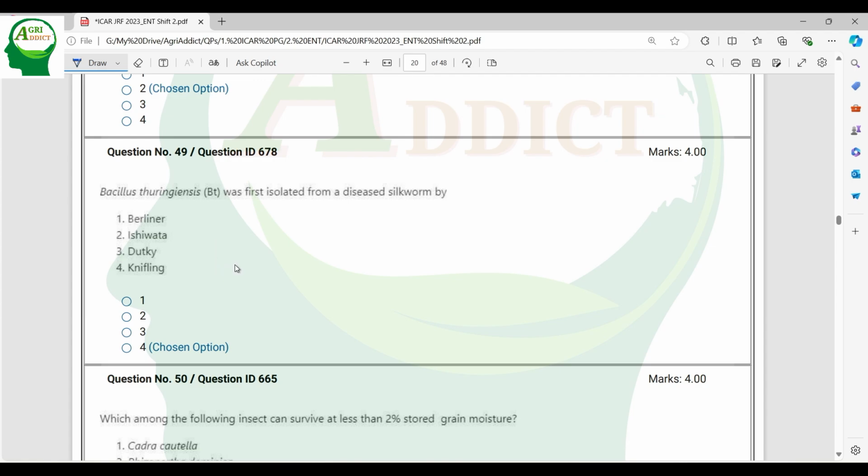Bacillus thuringiensis was first isolated from a diseased silkworm by Ishiwata in 1901 as Bacillus sotto. Like, BT was first isolated as Bacillus sotto by Ishiwata in Japan, in 1901. It is according to the answer key, but by Berliner, it is 1911.